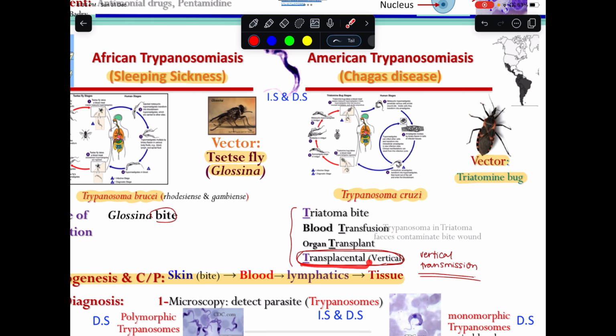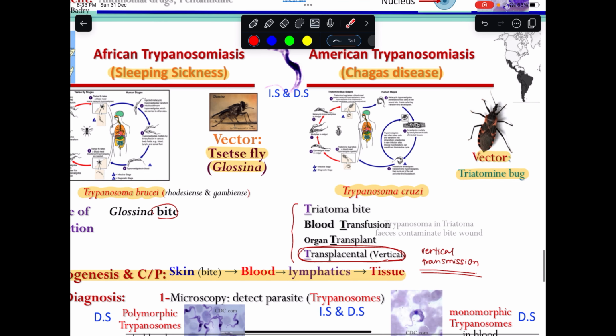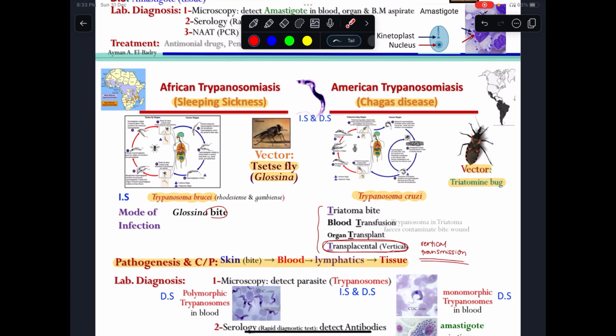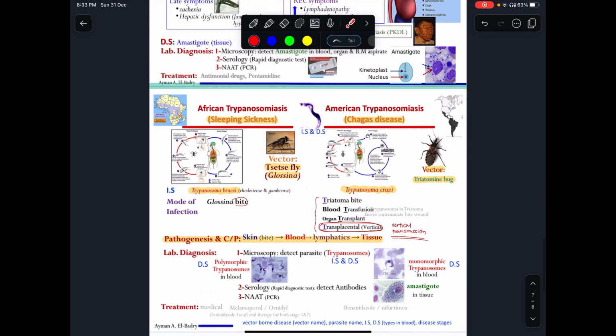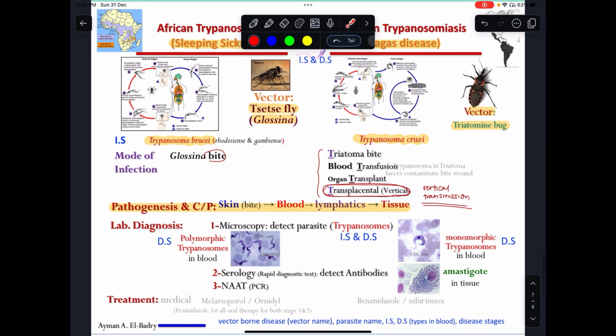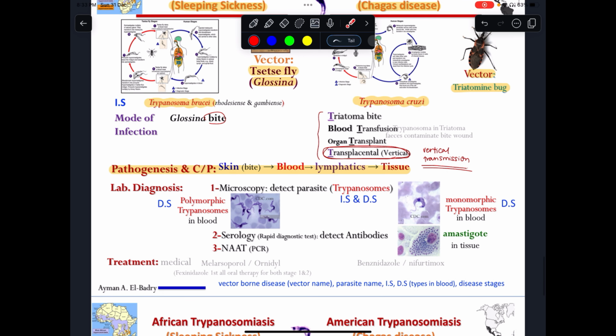Now, do you remember which other disease was also transmitted transplacentally? That was toxoplasmosis. The pathogenesis, basically, it's going to bite your skin, enter the blood, enter lymphatics and onto tissue.